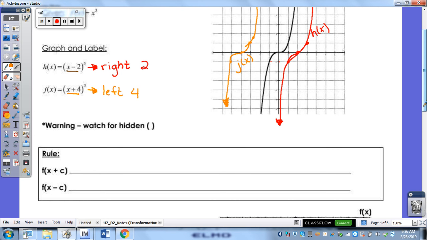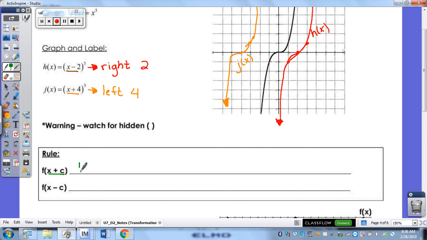So again, those parentheses made the difference. If I didn't have parentheses there, and for example, this was just x cubed minus 2, then it becomes like the last problems where I just want to move my graph down 2. But because there's parentheses around it, that changes it and makes it the horizontal shift.